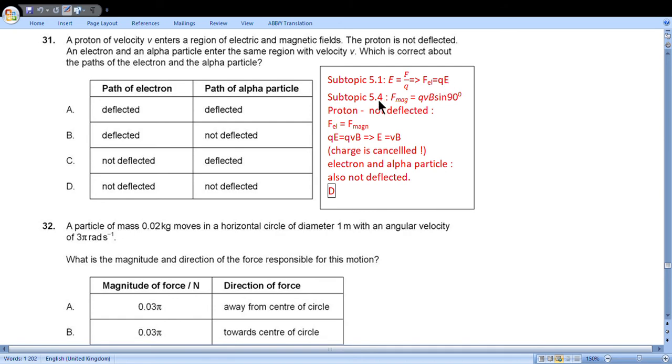Subtopic 5.4: magnetic force is QVB sine theta, and sine 90 is 1. The proton is not deflected, which means the electrical force equals the magnetic force, so E equals VB. Here we notice the charge is cancelled, so the electron and alpha particle also will not be deflected. So choice D.